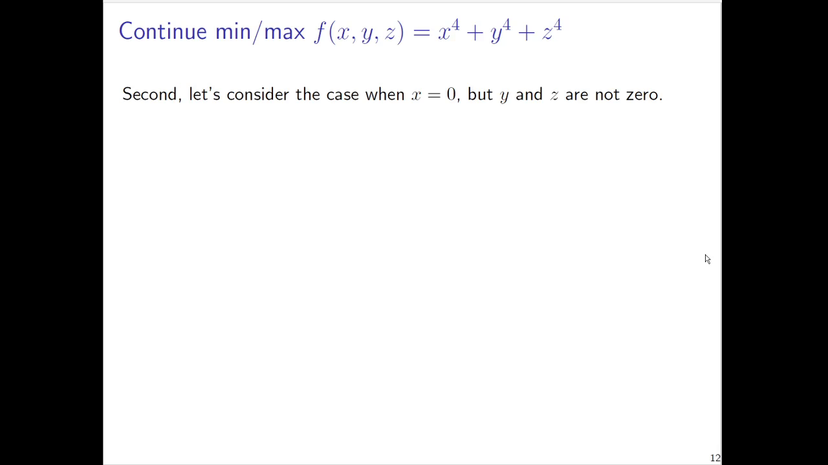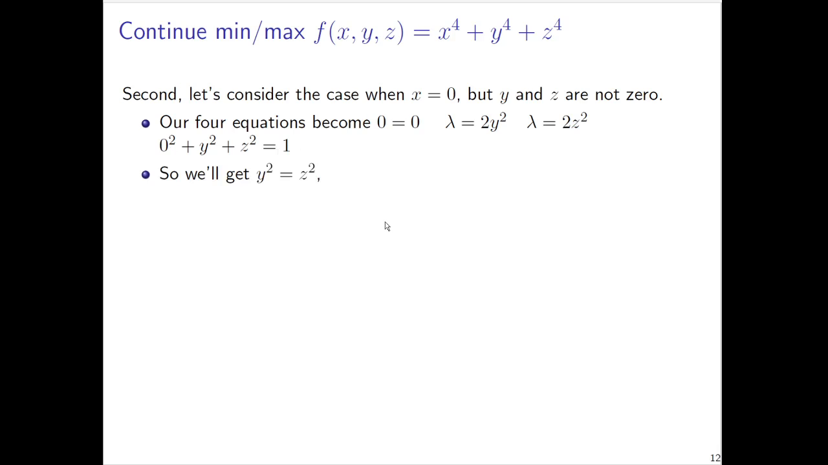Okay, let's consider the case when x equals 0, but y and z are not 0. Okay, so our 4 equations from earlier, let's see. There was one that was like lambda is equal to 2 times x squared, but then if x is 0, then the right side is 0, the left side becomes 0. And then we still have lambda equals 2y squared, lambda equals 2z squared, and then plugging in from x squared plus y squared plus z squared equals 1, since x has to equal 0, we get a thing that looks like this.